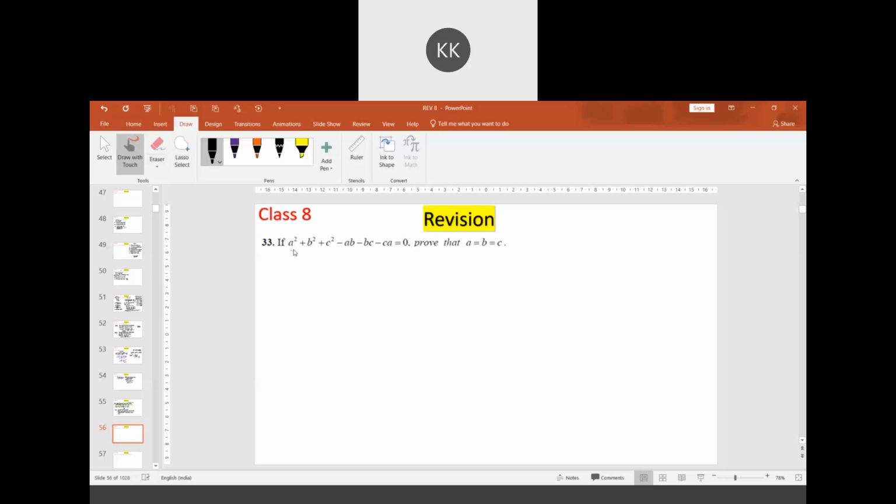What you are saying is you will consider this. Yes, sir. What to do with this? A square plus B square plus C square by three. I'll take this: a square plus b square plus c square minus ab minus bc minus ca equal to 0, sir. Now what to do?